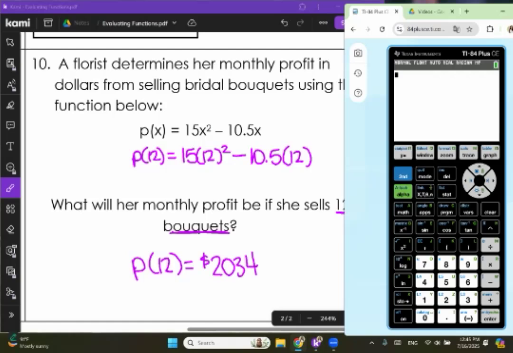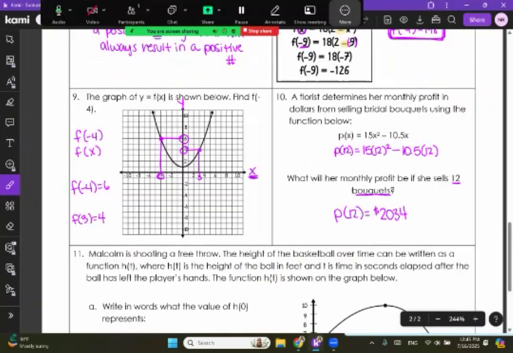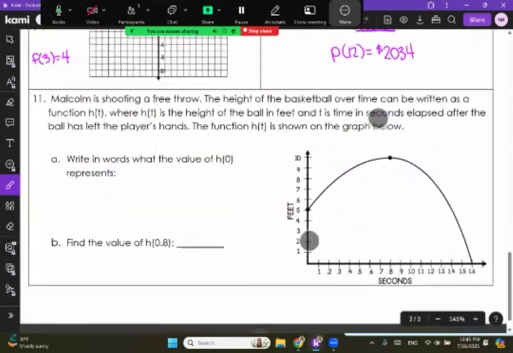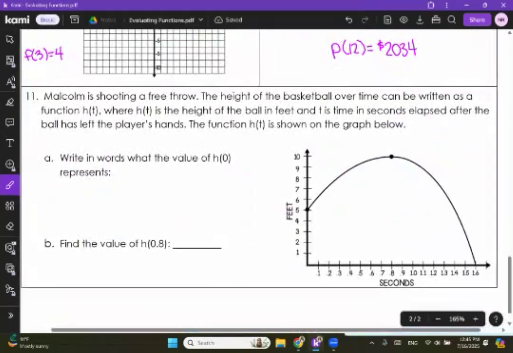I don't think I need a calculator for this last one, and it looks big, so I'm just going to zoom out. Malcolm is shooting a free throw. The height of the basketball over time can be written as a function, h of t, where h of t is the height of the ball and t is time in seconds. Write in words what the value of h of 0 represents.